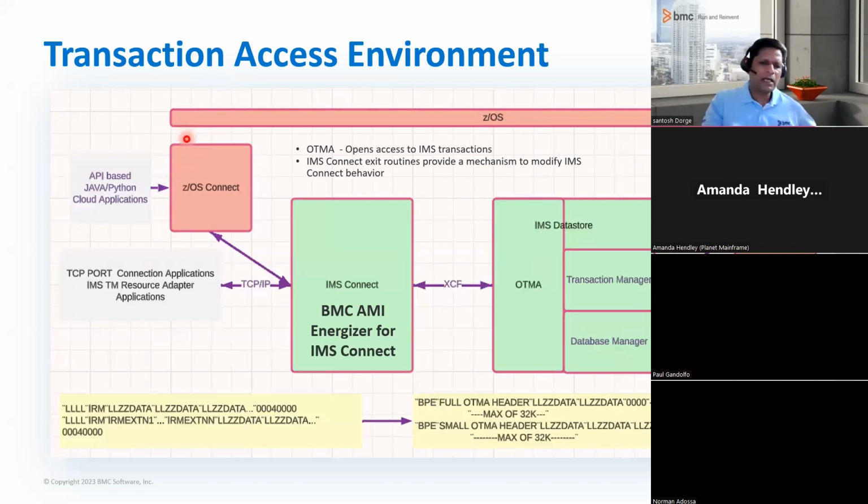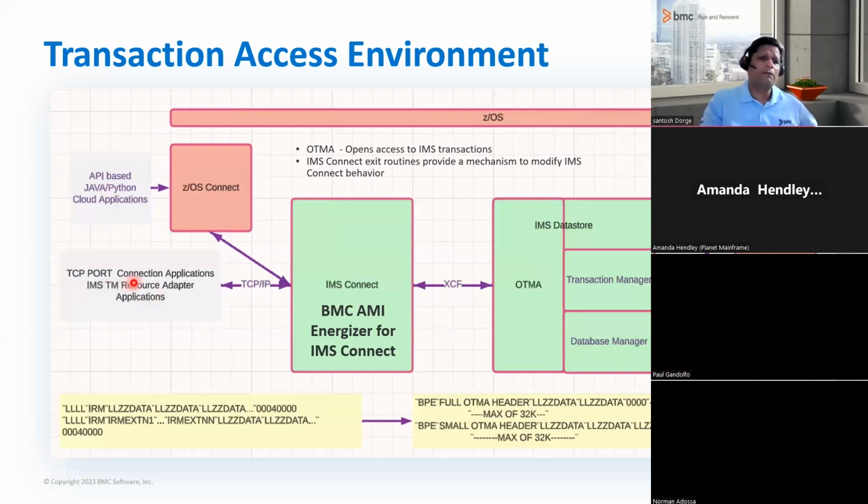On the z/OS side, one can have the z/OS Connect address space established in order to create the REST APIs, which Java and Python applications or cloud applications can access. In turn, that will be sent to IMS Connect, and IMS Connect will get information from OTMA. It can run the transaction in the MPR, access the data from the IMS database, and go back to the z/OS Connect API application.